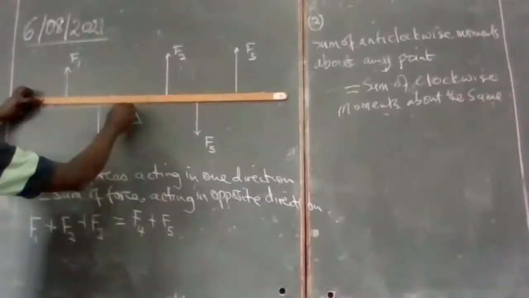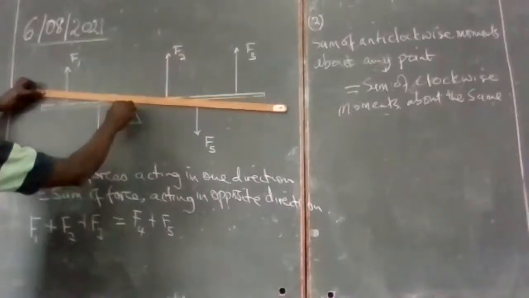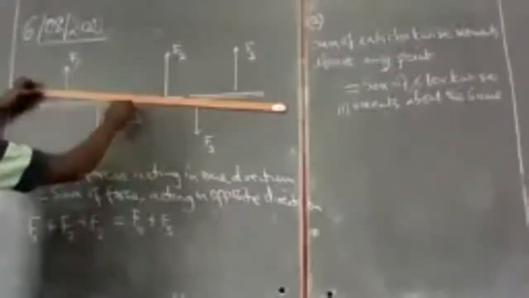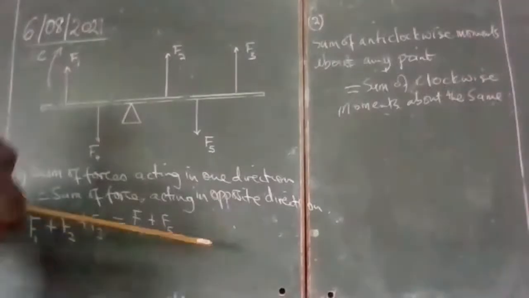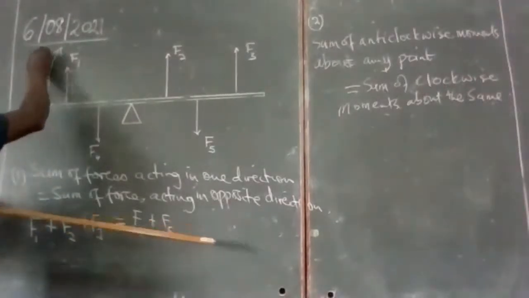Down. About the pivot, this is my pivot. So I'm looking at F1, it is going in that direction. What's the direction of the turning caused by F1? Clockwise. Okay, that is clockwise. Whenever I write a C, that is a clockwise moment. CM is a clockwise moment.